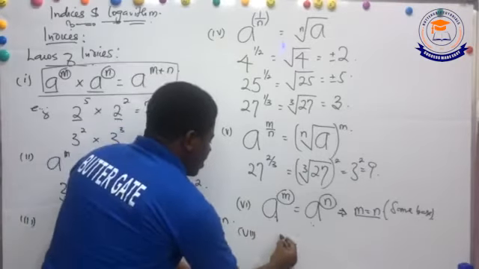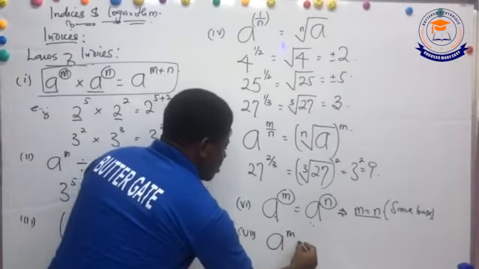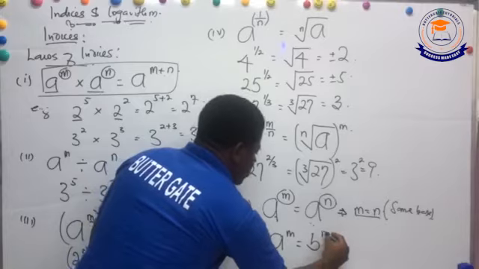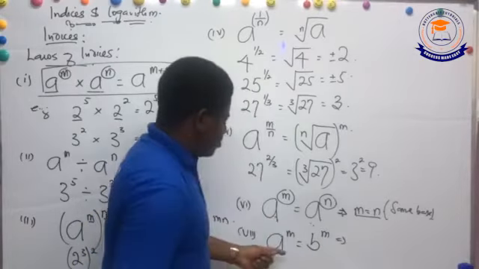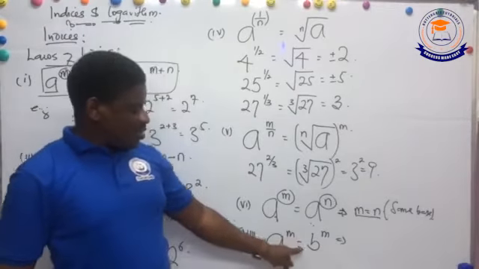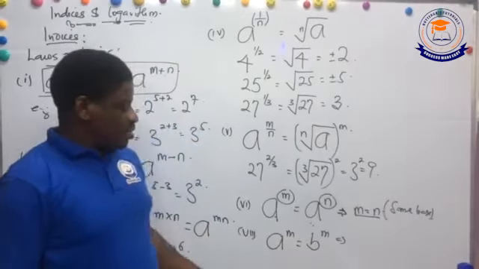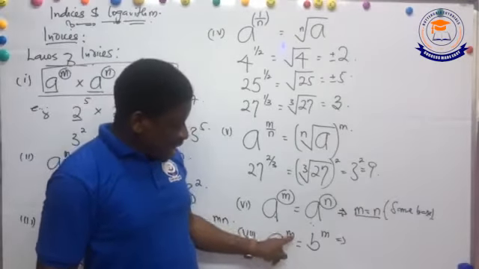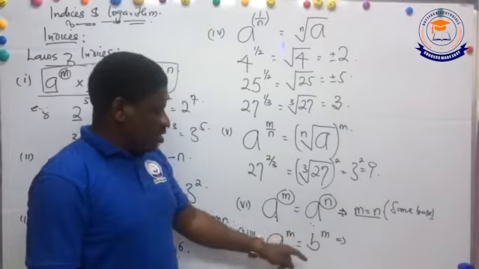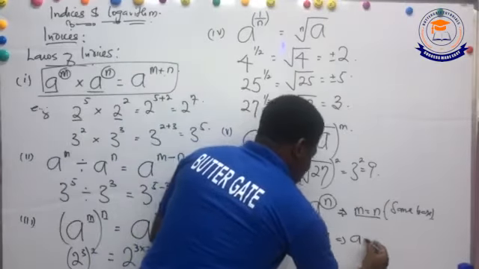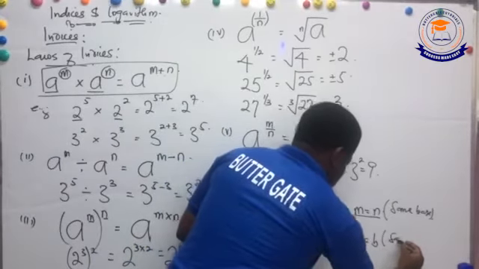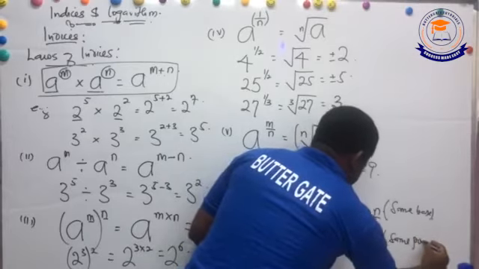If you say a raised to the power of n is equal to b raised to the power of n, that shows that since the powers are the same, therefore the base implies that a is equal to b. What's the reason? You say same power.